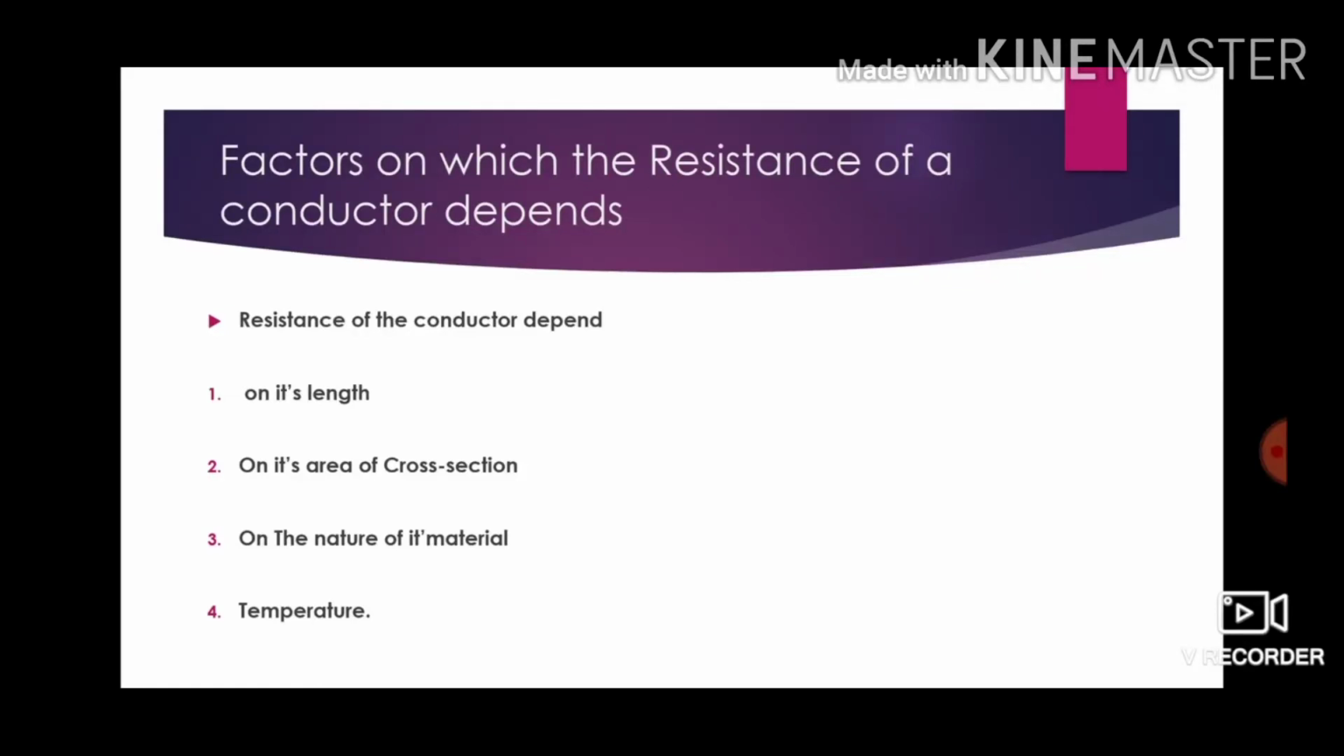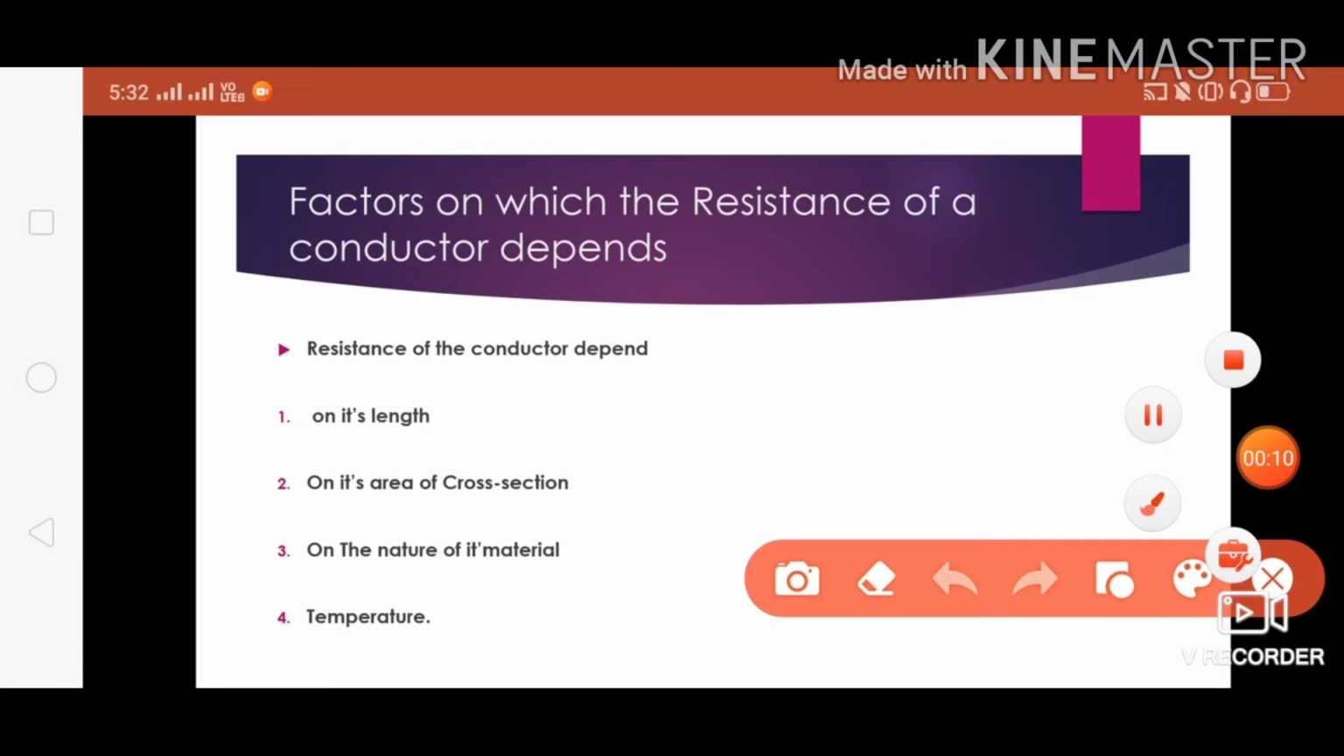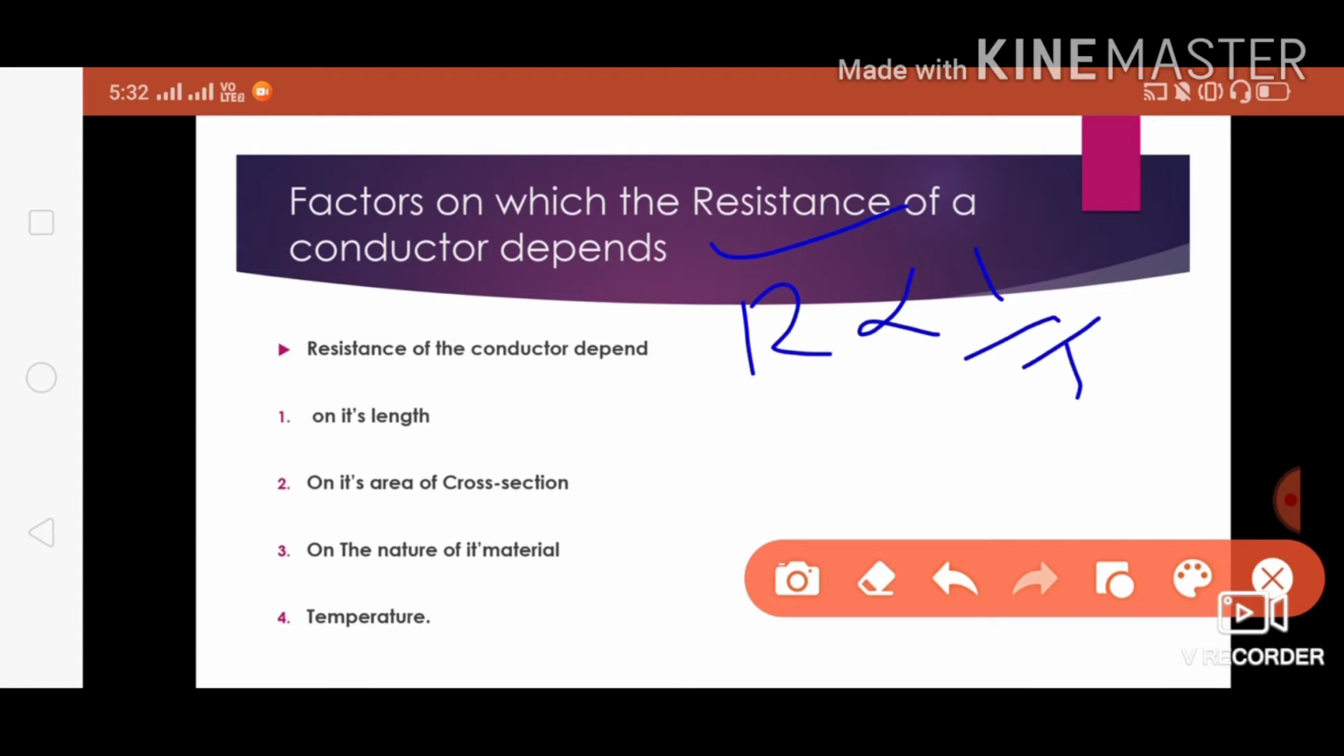Today we are going to continue the lecture series on electricity. In this one we are going to study the factors on which the resistance of a conductor depends. So first, let us study what exactly resistance is. Resistance, according to Ohm's law, is inversely proportional to current. Using this we can define that it opposes the flow of electric current, or in simple words, it is the enemy of electric current.